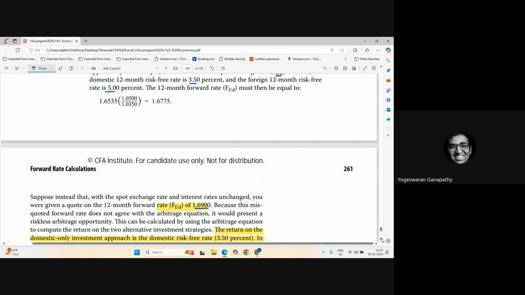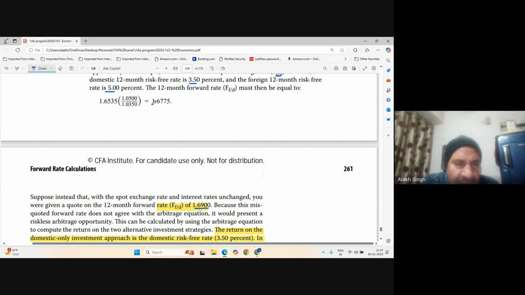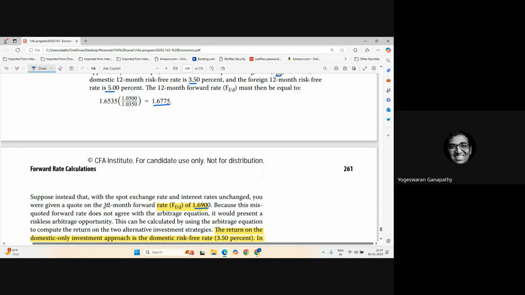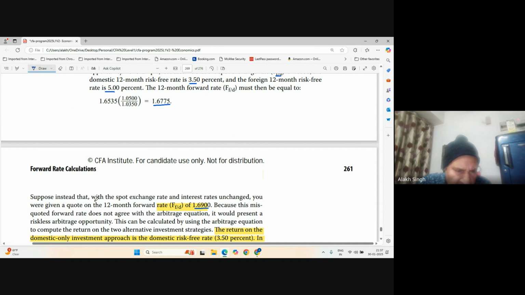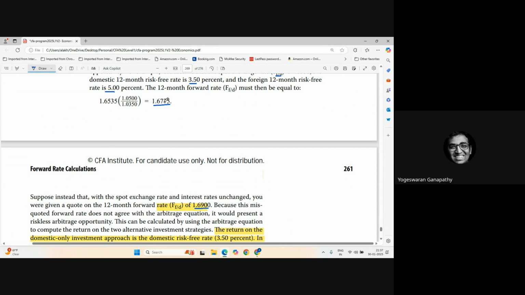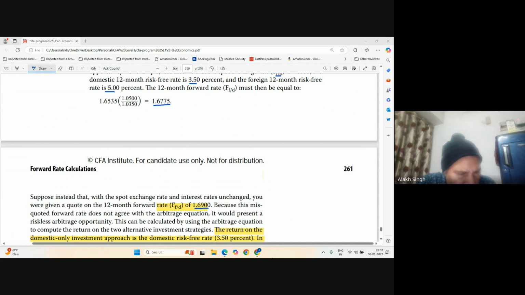Sir, can you repeat one thing? It is given here that we calculated the forward rate to be 1.6775. Now it is telling us to suppose you are given the forward rate of 1.6900. So 1.6900 is higher than this, so we will short this and buy the high one. Very good. Because this misquoted forward rate doesn't agree with arbitrage, it presents a riskless arbitrage opportunity.